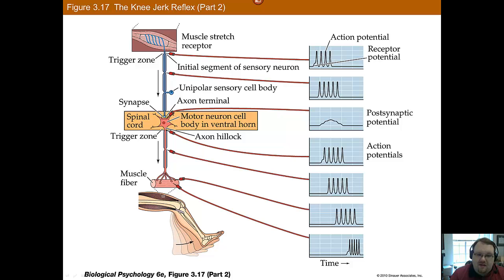So the knee-jerk reflex is extremely fast, only takes about 40 milliseconds from beginning to end, and the twitch speed is due to several factors. One, these are axons that are myelinated and are quite large because they're in the leg. Two, the sensory cell synapses directly onto the motor neuron, and three, it uses fast ionotropic synapses. So it has pretty much everything going for it as far as speed. So this is about the simplest neural chain you can have.